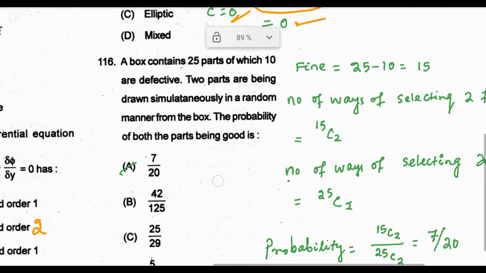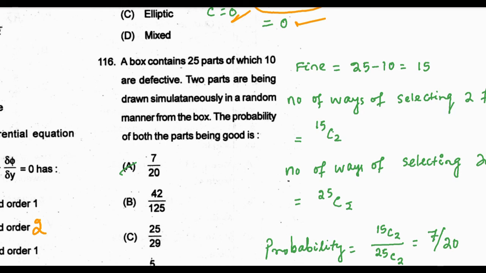Next question is question number 116. A box contains 25 parts, of which 10 are defective. 2 parts are being drawn simultaneously in a random manner from the box. The probability of both the parts being good is.